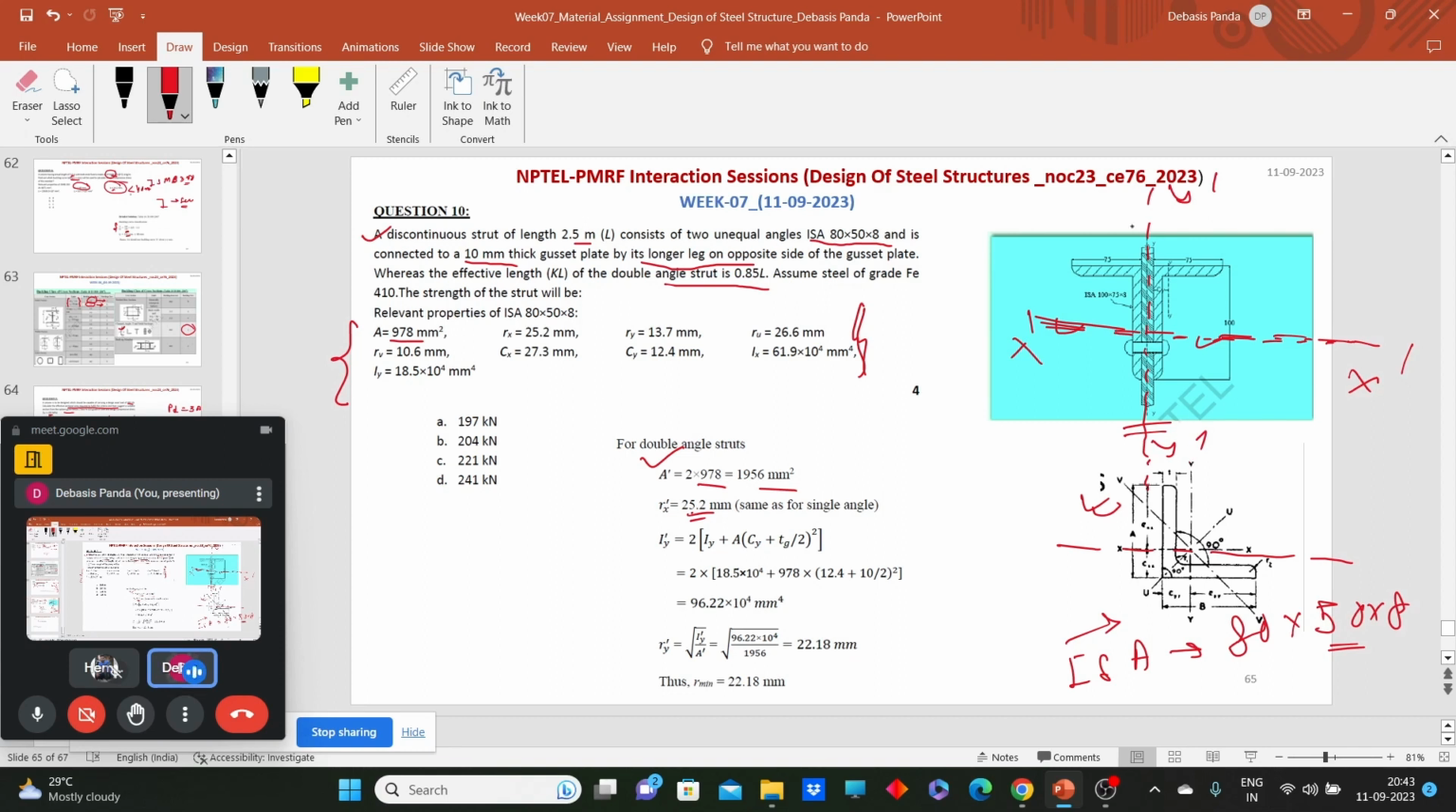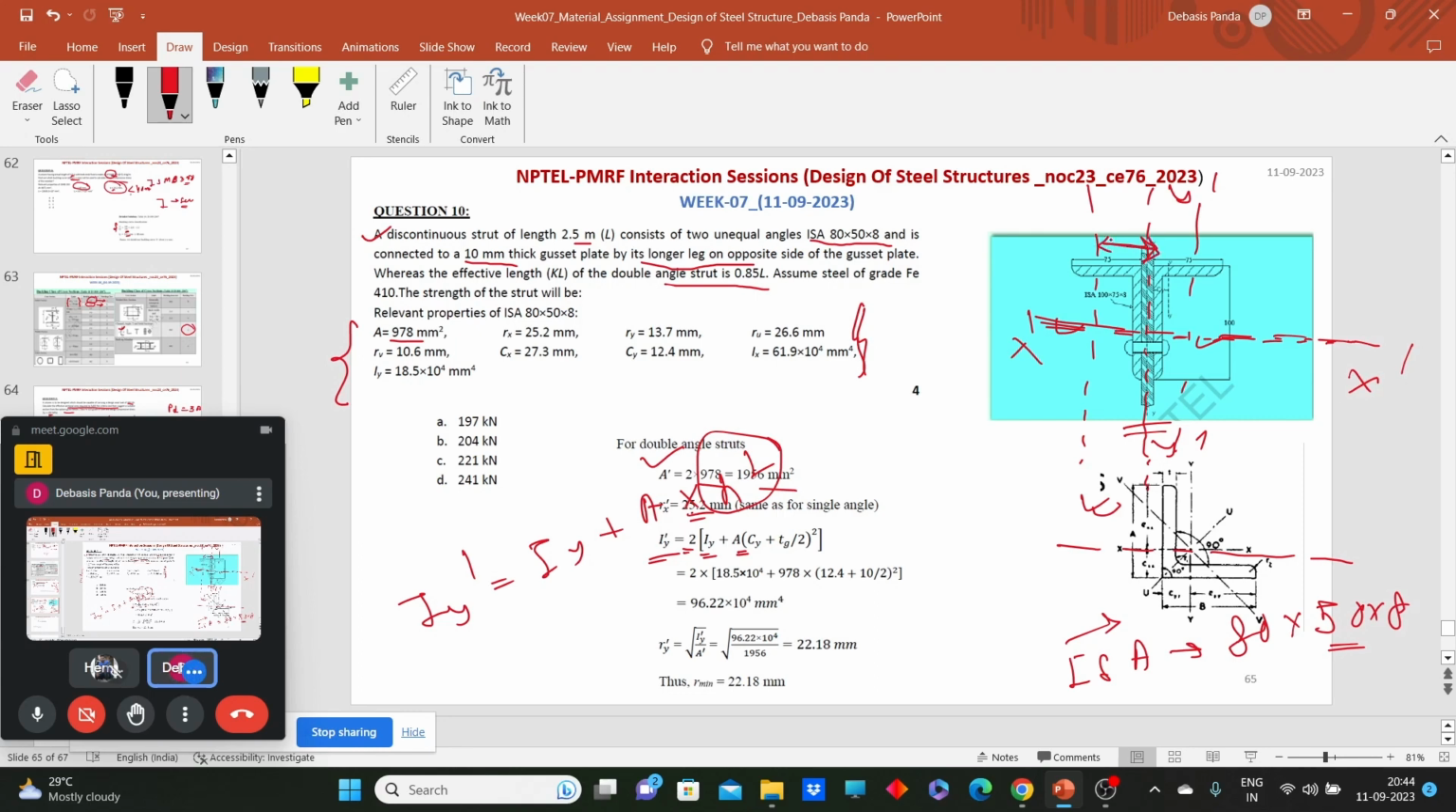But for the individual member, the y axis will be somewhere here. So we need to transfer this y axis from here to here. We will use the same equation: I y dash is equal to 2 times I y, because two angle sections are there. I y is the moment of inertia about the y axis of an individual angle section. The formula of the parallel axis theorem is I y dash equals I y plus A into h square, where h is the distance by which you want to shift the axis.